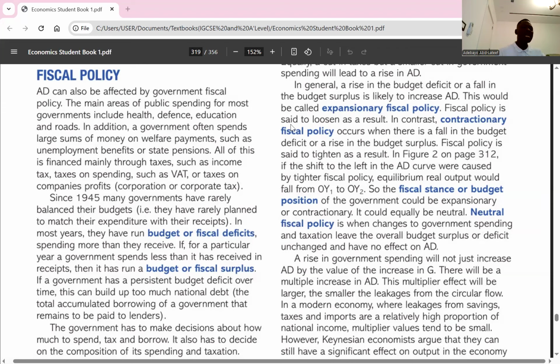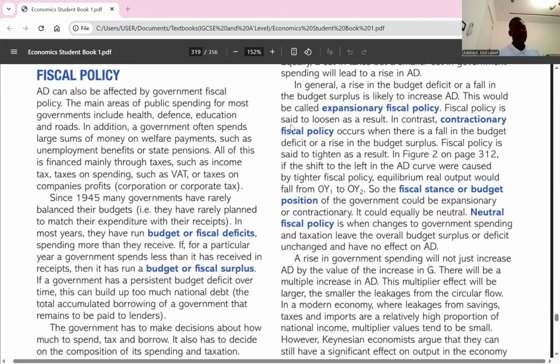Therefore, with fiscal policy, we have the fiscal surplus or the fiscal deficit. So fiscal is all about the budget. So we have budget surplus or budget deficit. So why do we call it fiscal surplus? We call it fiscal surplus because it simply means that government spending is lesser than government revenue. So government is making more in terms of its receipts than what it spends. So government revenue exceeds government expenditure.